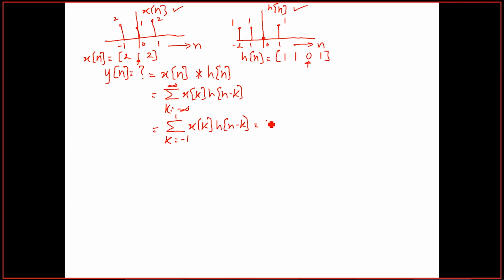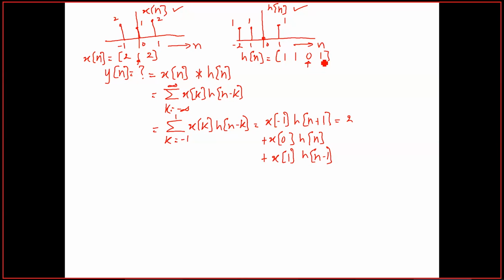So this will become x of -1 h of n minus -1, which makes it h of n plus 1, plus x of 0 h of n minus 0, which is h of n, plus x of 1 h of n minus 1, right? And then we can just plug in the values here. So the values that you will get would be what? So x of -1 is 2, and h of n plus 1, this is h of n.